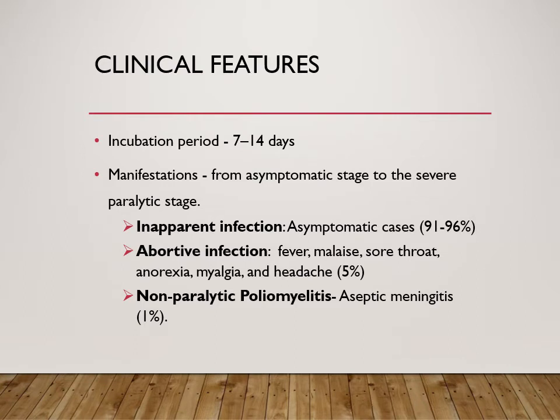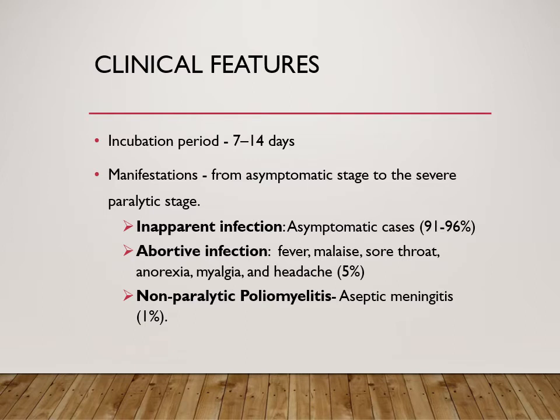Manifestation can be different. One is the inapparent infection, that means the child is totally asymptomatic. There is no fever, no paralysis, so 91 to 96% are asymptomatic. You will not notice any change. Then abortive infection, that is fever, malaise, sore throat, anorexia, myalgia and headache. They are approximately 5%.